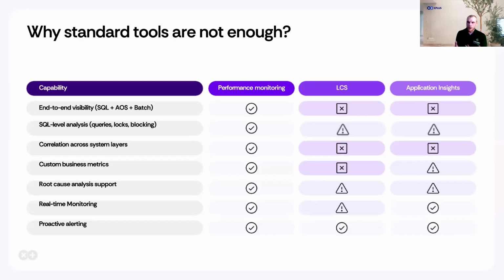So those are, I think, the most crucial differences: the correlation across the metrics, custom business metrics, real-time monitoring, and the archive of our metrics. We can keep data even up to 1 year, so you have the history of what was happening day by day with your performance.